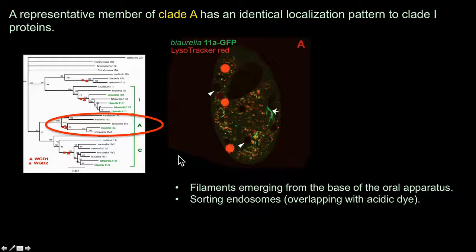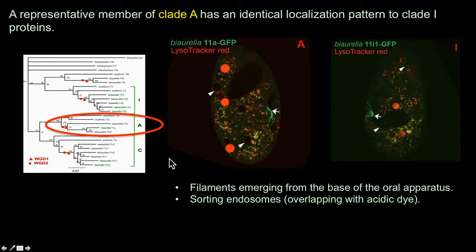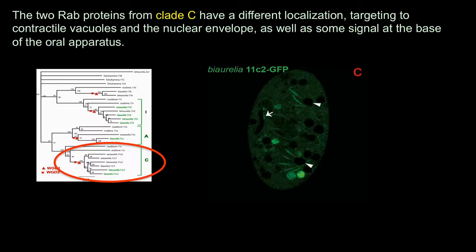So at this point, since I'm looking for functional diversification, you might be wondering if I ever found it. And here's the comparison to the other clade. But when we did look at the third clade, we found that there was a different localization pattern in these 2 proteins. So it looks like these members are going to tubules emerging from the contractile vacuoles.